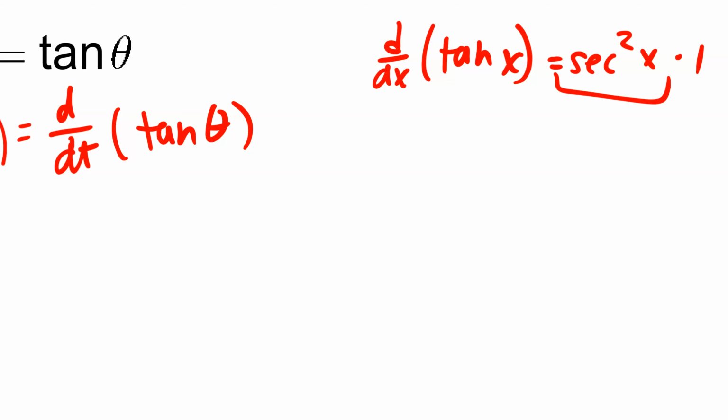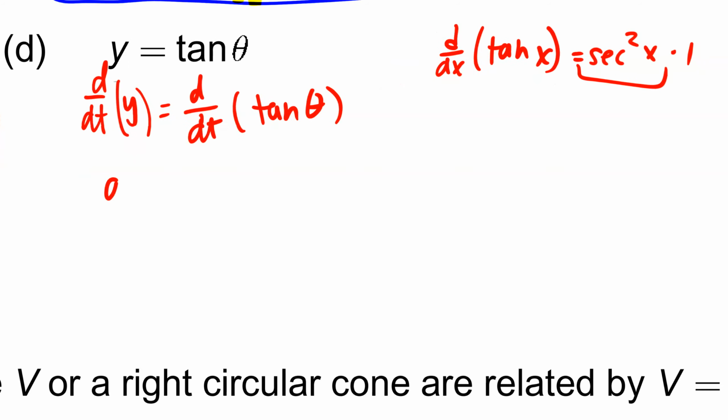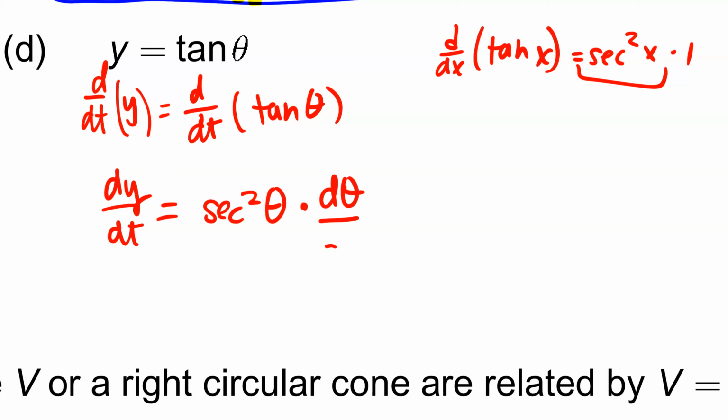Okay, so when I take the derivative with respect to both sides, dy dt is equal to, what's the derivative of tangent? Secant squared theta. Okay, well that's literally what I just wrote. Derivative of tangent is secant squared. So if I say what's the derivative of tangent, secant squared, and then times by however theta is changing with respect to time. So times d theta dt.